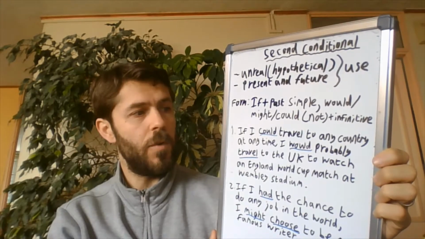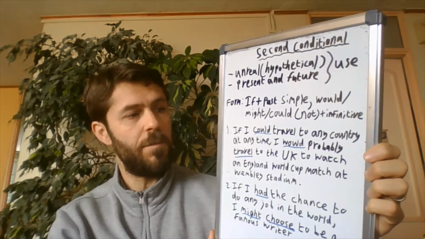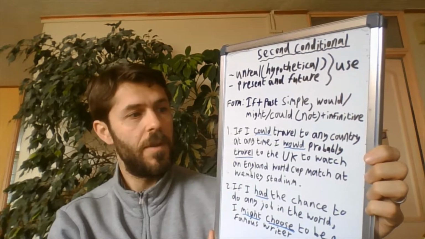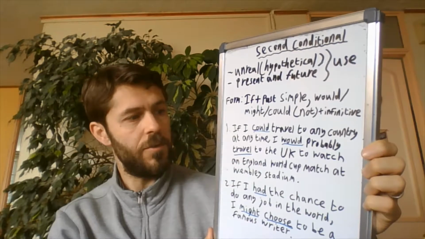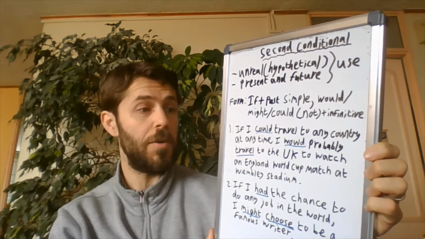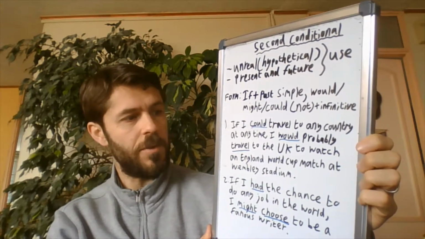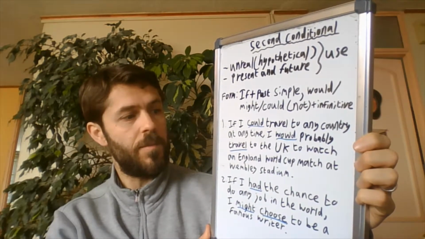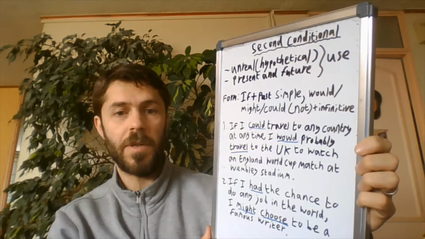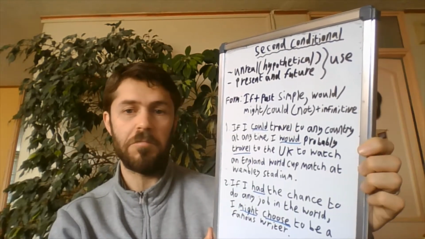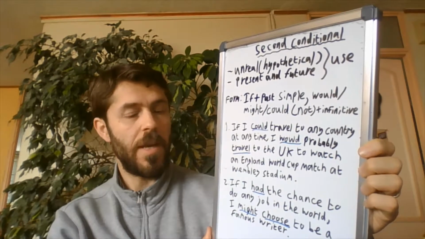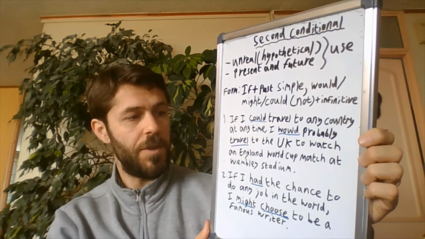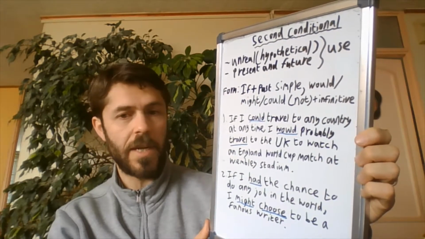Okay, and the form, as I said before, is if plus the past simple. So the past of can is could. So if I could travel to any country at any time, I can't. But if I could, I would probably travel. Here we have would plus the infinitive without to. So it's not would to travel. No, would travel. And I added probably. So I would probably travel to the UK to watch an England World Cup match at Wembley Stadium.